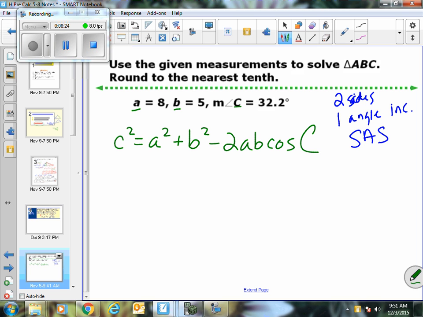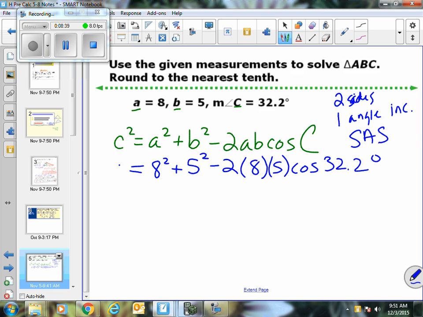All right, so let's go ahead and put in everything and see if this makes sense, that we can actually solve for this. So I can put in my values for a and b, and cosine of angle C, which is 32.2. So what I'd like you to do on your calculator is type in 8 squared plus 5 squared minus 2 times 8 times 5 times cosine of 32 and see what you come up with. So go ahead, pause the video, type that in, see what you get.